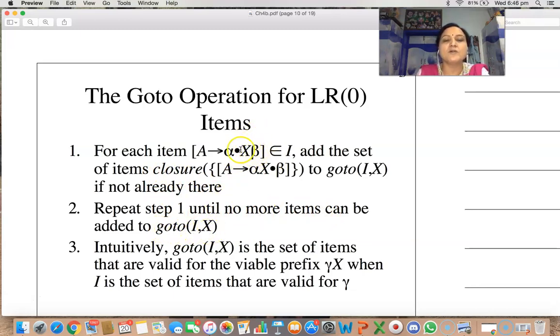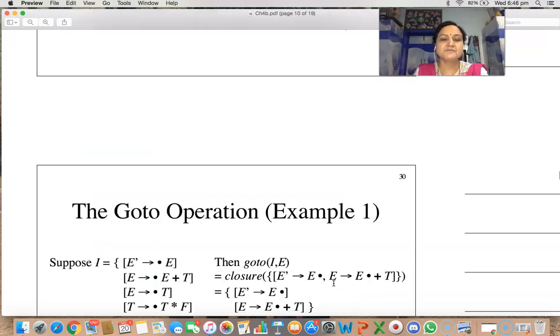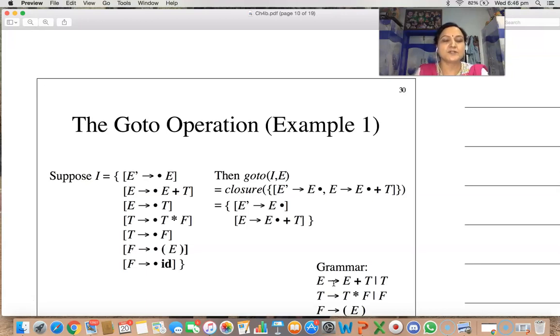We have to repeat this for all the symbols of the grammar, maybe terminal symbols, maybe non-terminal symbols. Then intuitively, goto of I comma X is the set of items that are valid for the viable prefix gamma X, when I is the set of items that are valid for gamma. So this is nothing but how we compute the goto. So let's see an example of goto operation. Suppose the closure of I that we have just computed is this: I equals E dash tends to dot E, E tends to dot E plus T, E tends to dot T, T tends to dot T into F, T tends to dot F, F tends to dot E enclosed in the bracket, and F tends to dot ID.